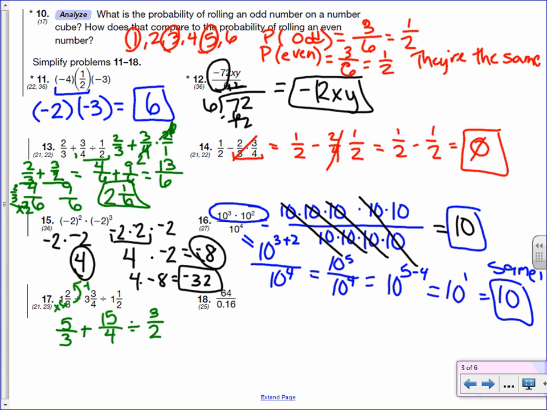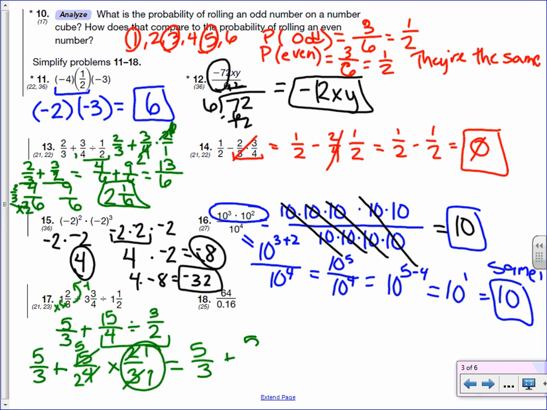Okay? And now we can deal with this. So we have fractions being divided and added. Division comes first. So we have 5/3 plus 15/4, and then times the reciprocal, 2/3. 2 divided by 2 is 1, 4 divided by 2 is 2, 15 divided by 3 is 5, 3 divided by 3 is 1. So we end up with 5/3. We haven't done anything with it. And this here is 5/2, so it's really just plus 5/2.